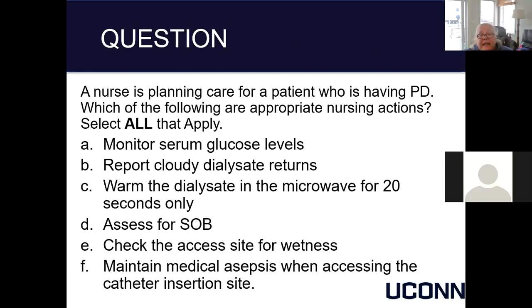So you're planning care for a patient who has peritoneal dialysis. Which are appropriate nursing actions? Monitor serum glucose levels, report cloudy dialysate returns, warm the dialysate in the microwave, assess for shortness of breath, check the access site for wetness, or maintain medical asepsis when accessing the catheter insertion site.